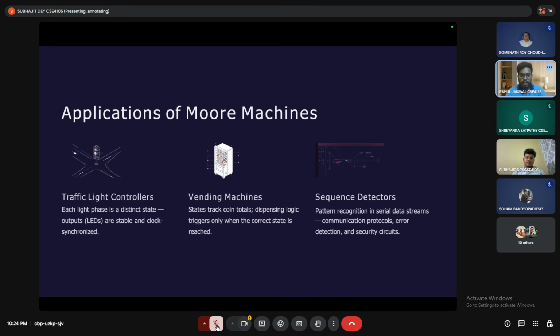Now the third example is sequence detectors, which are used in digital communication and error detection, and which detect patterns like binary bit streams. Sorry, sir. So let me continue. And this is how the sequence matching occurs in sequence detectors. Next slide, please.